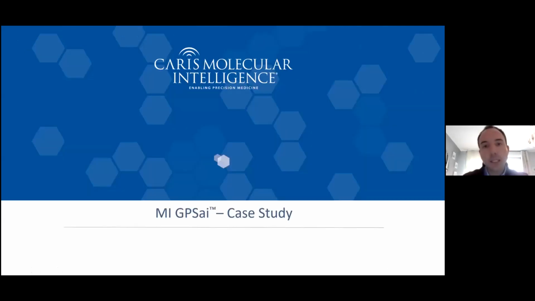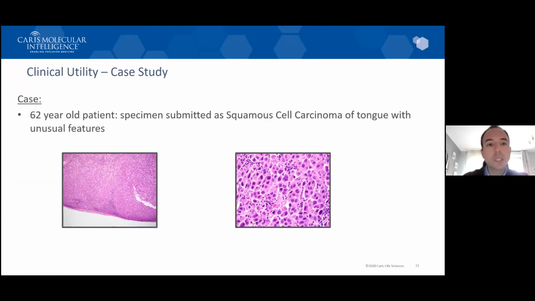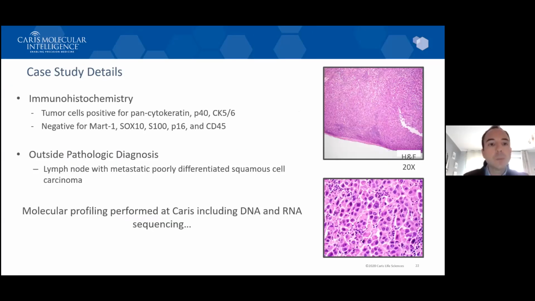So a little case study at this point. A 62-year-old patient, specimen submitted as squamous cell carcinoma of the tongue with unusual features. On immunohistochemistry, the tumor cells were positive for pan-cytokeratin, P40, CK5/6, and negative for MAD1, SOX10, S100, P16, and CD45. The outside pathologic diagnosis was lymph node with metastatic poorly differentiated squamous cell carcinoma.